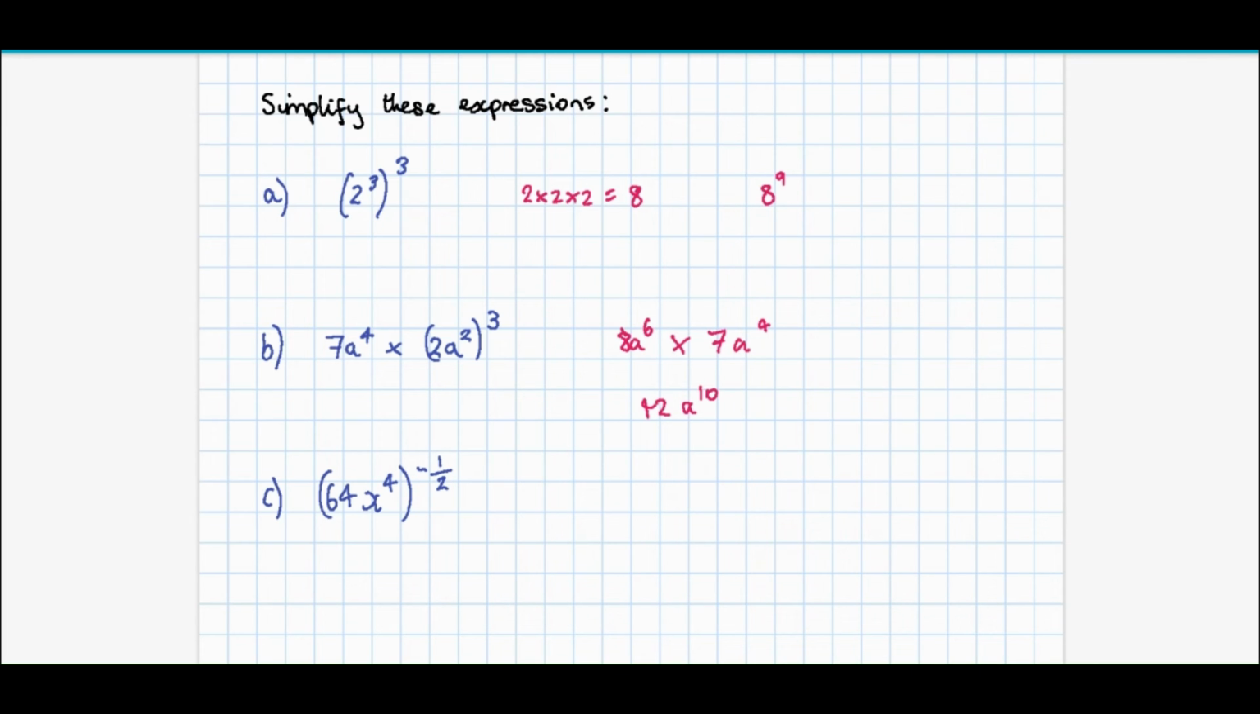Now, for this question then, we're going to do 64. So we're going to put that in reciprocal form first. So it's going to be 1 over 64.